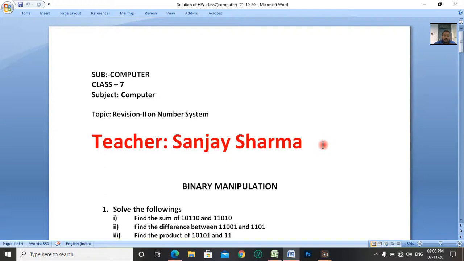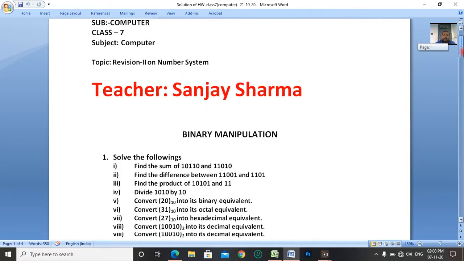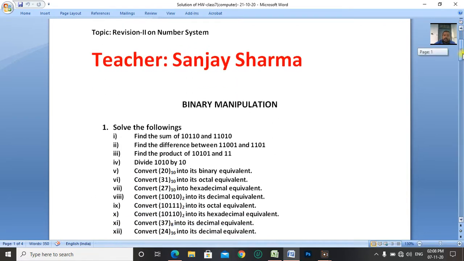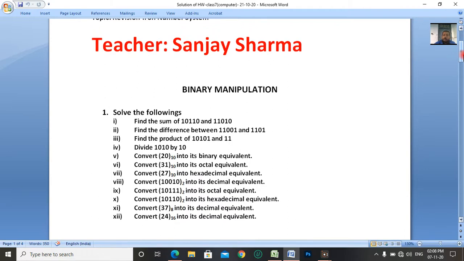Your computer teacher, for class 7. Today I am going to talk about revision 2. In the last revision we already read about binary manipulation, and in this one also we are going to read about binary manipulations. Here some questions are given which are very important for your examination: how the question will come, and how one system is converted into another system, that is, how binary, decimal and octal numbers are converted to each other.